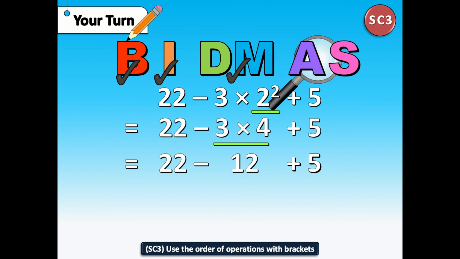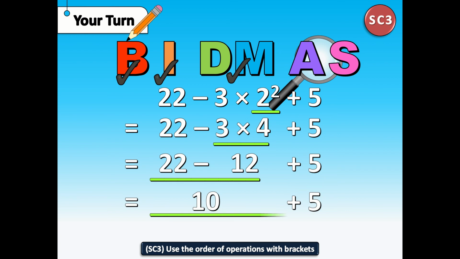Then we do the addition and subtraction. Now remember to do the addition and subtraction in the order in which it is in the question. So we do 22 take away 12, which is 10, and then we add 5. So the answer is 15.